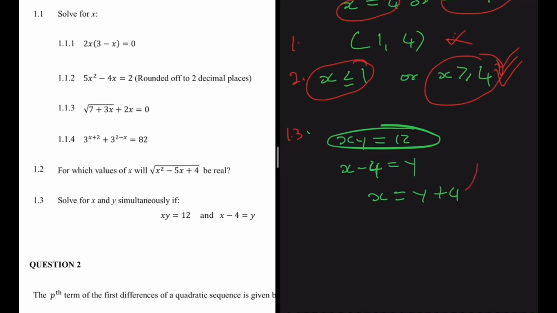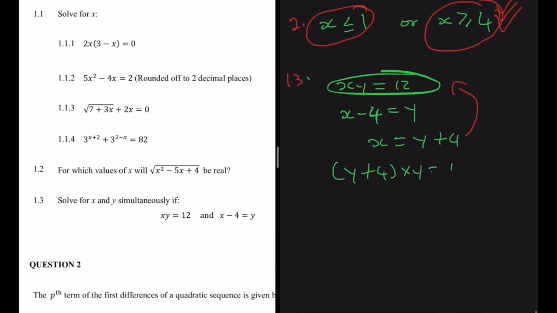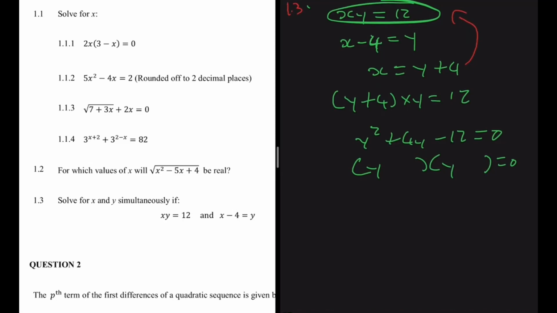So now I can substitute this value into this equation. In place of x, I'm gonna have y plus 4 multiplied by y being equal to 12, right? So y squared plus 4y minus 12 is equal to 0. So let's factorize. Which two numbers do I multiply to get minus 12, and when I add them I get 4? That is 6 and minus 2, right? So we have plus 6 and minus 2. So y is equal to minus 6, or y is equal to 2.